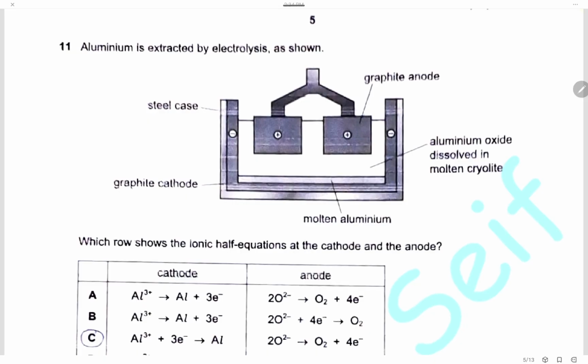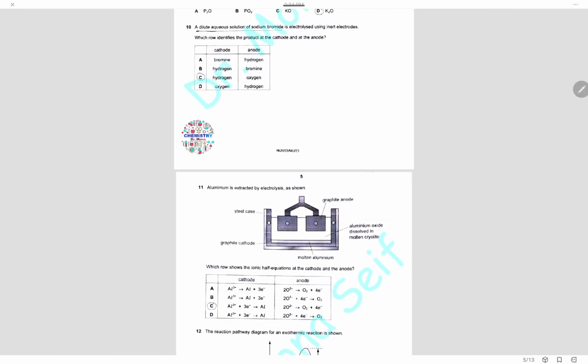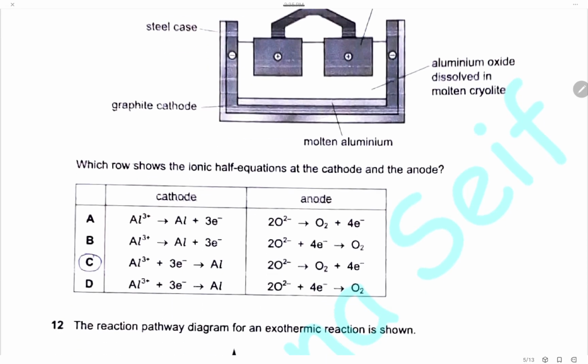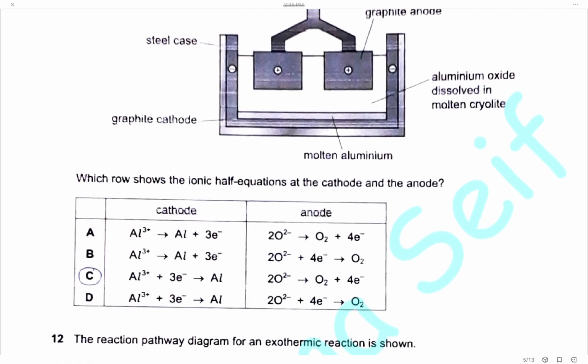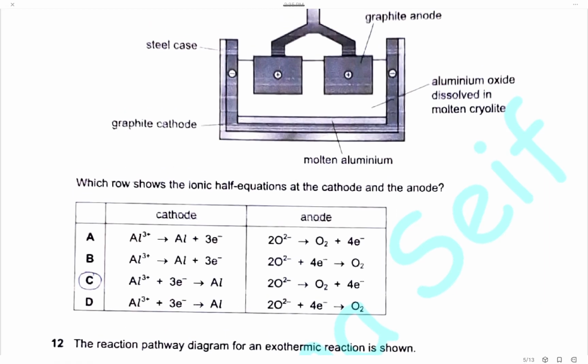Question 11. Aluminium is extracted by electrolysis as shown. Which row shows the ionic half equation at the cathode and at the anode? At the cathode, we have aluminium ions because they are positive ions. They gain 3 electrons to form aluminium metal. And at the anode, the oxide ions form oxygen gas. So the correct statement will be C.